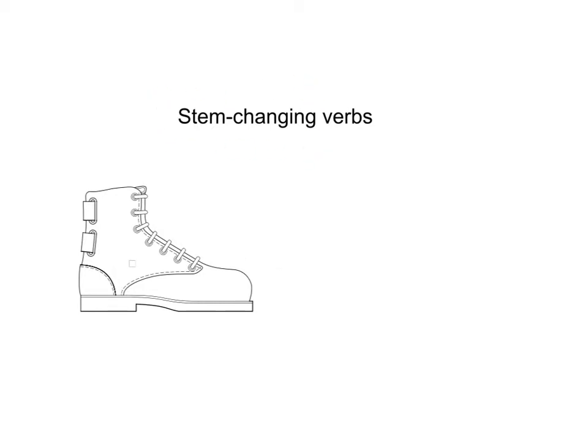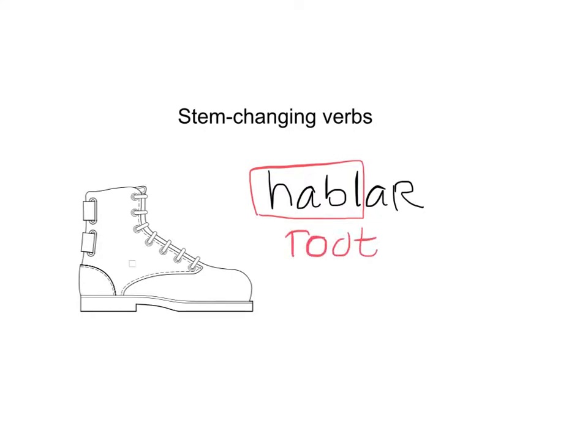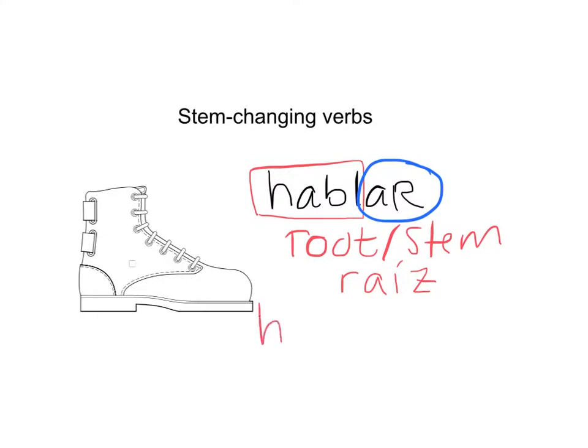Stem changing verb, raíz. So, if you remember our verbs, let's say, for example, the verb hablar. It has two parts. It has a root or a stem, and in Spanish, the word for that is raíz. And then it has an ending, this part right here. So normally when we conjugate a verb, we take our root, habl, and then we add the endings for the subject. So if we were to say yo, we would add the o, hablo, for the ending.